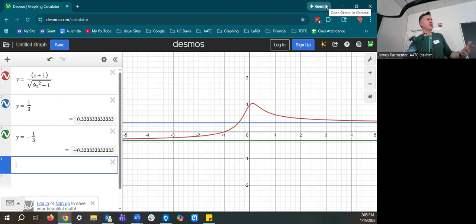Have I not said you should be using that? You should definitely be using Desmos, right? It's a very, very useful tool to help you understand things.